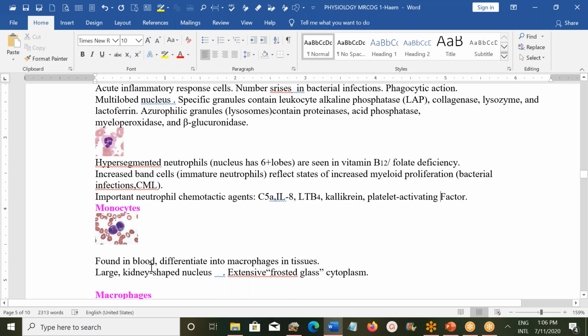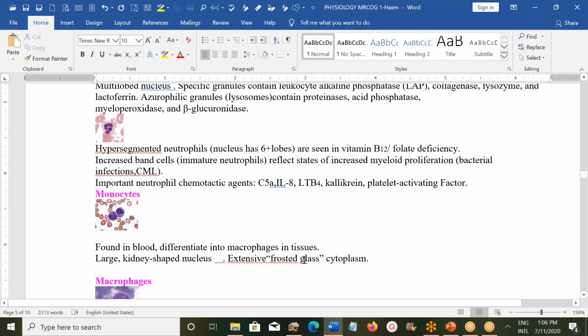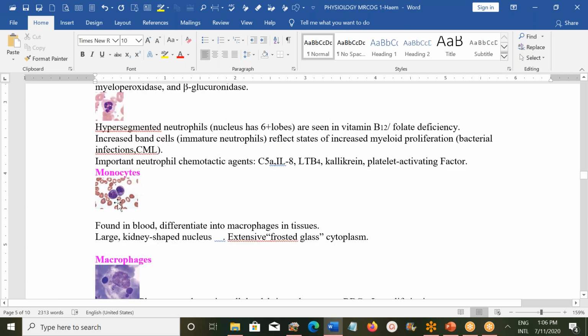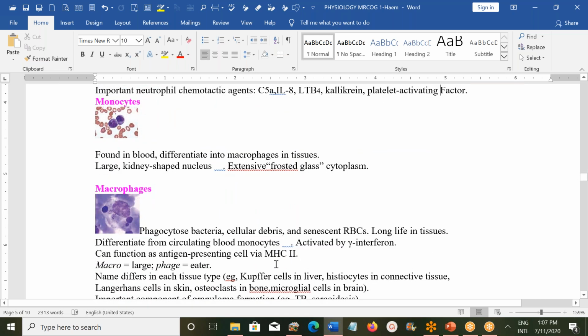Monocytes are found in the blood and they differentiate into macrophages. Once they are in the circulation, we call them monocytes. Once they have entered some tissue, then they become macrophages. They have a large kidney-shaped nucleus and a frosted appearance, like they have been frozen somewhere. Okay, so they will not be very clear.